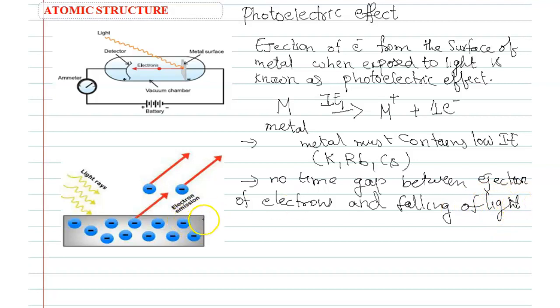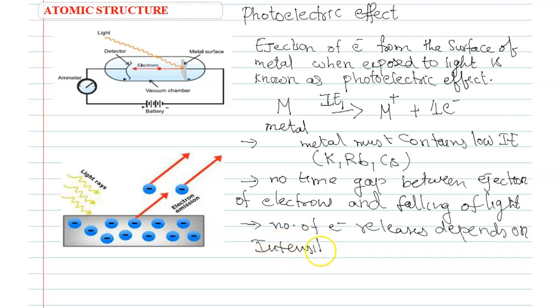Another important point is intensity of light. Suppose we use high intensity light, we can get more electrons. If we use light with low intensity, then we get a smaller number of electrons. So the number of electrons released depends upon the intensity of light.